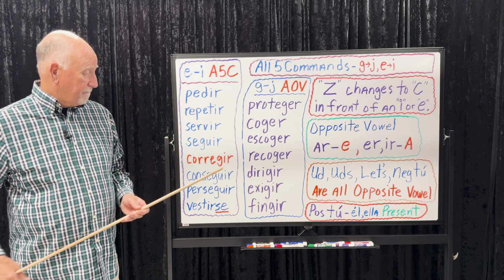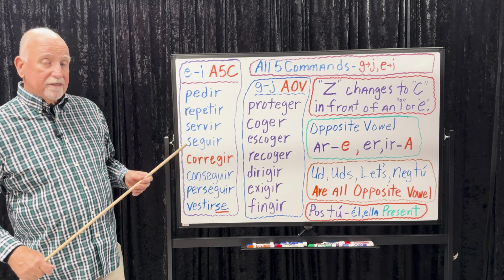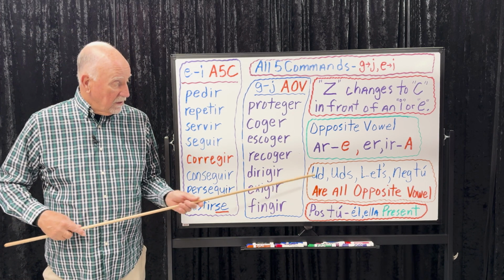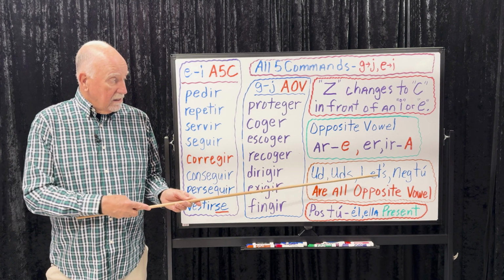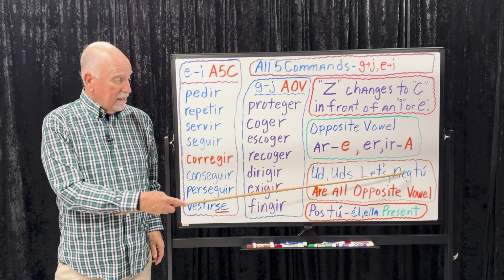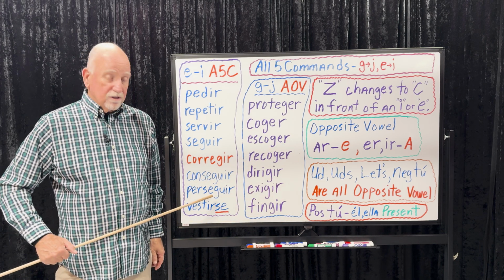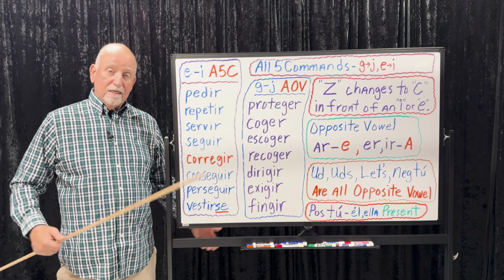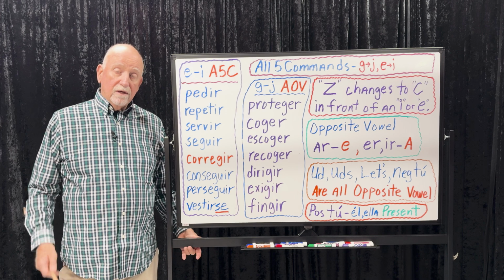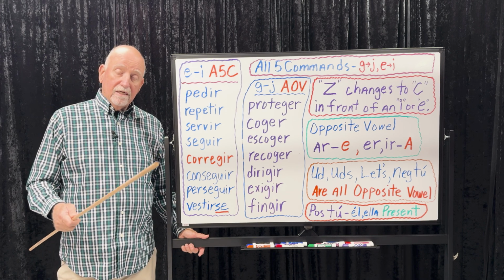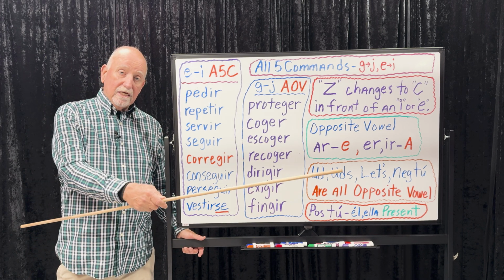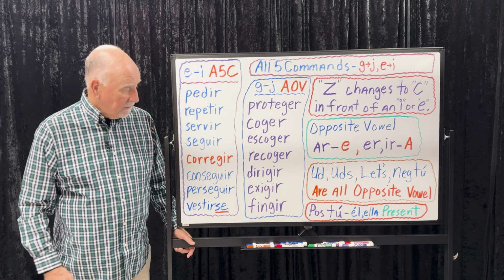Corrige. Conseguir, it's done the same as seguir. Consigo, here we go. Consiga, consigan, consigamos, no consigas, consigue with a G-U-E. Perseguir is to chase or pursue. It's the same as seguir and conseguir. Persiga, persigan, persigamos, no persigas, and persigue.